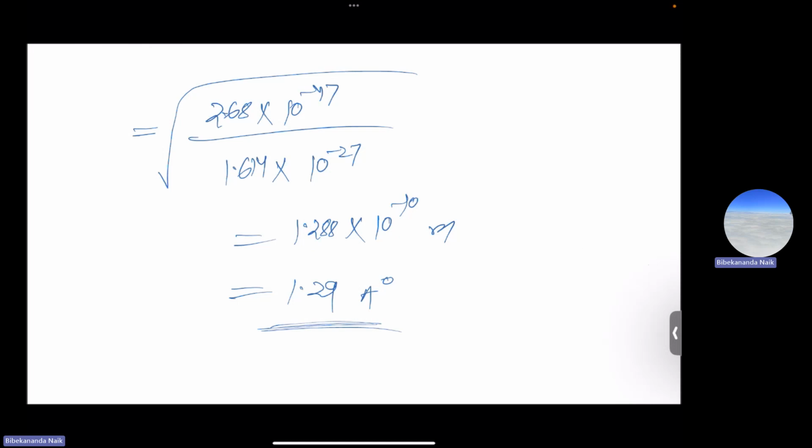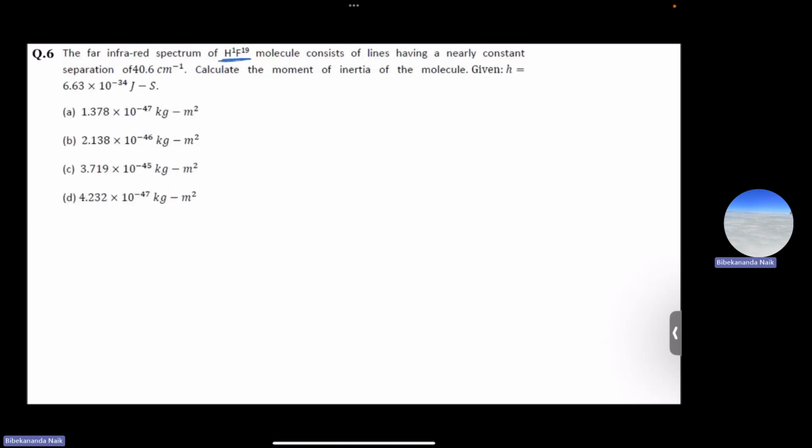Now, this is pretty much similar. We need to again identify what the value 40.6 signifies. From this 40.6 centimeter inverse, we can calculate the required value of moment of inertia of the molecule. And here the molecule is HF, hydrogen 1 and fluorine, the mass of fluorine is 19. We need to take these things into consideration so that we can calculate the moment of inertia of the molecule. I'll give you a few minutes to try this question, then I will discuss.